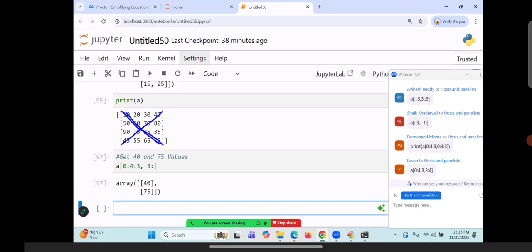Principal diagonal elements are pointed to by which parameter? K. What is the value? 0. K of minus 1, minus 2, minus 3 is below the principal diagonal, and 1, 2, 3, 4 is above the principal diagonal. Where did we discuss that? I of n comma m is equal to none, comma k is equal to 0, dtype is equal to float. Already we discussed it or not? Everything you will remember.